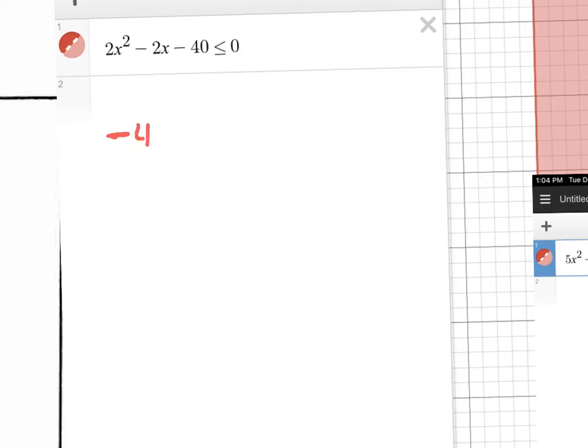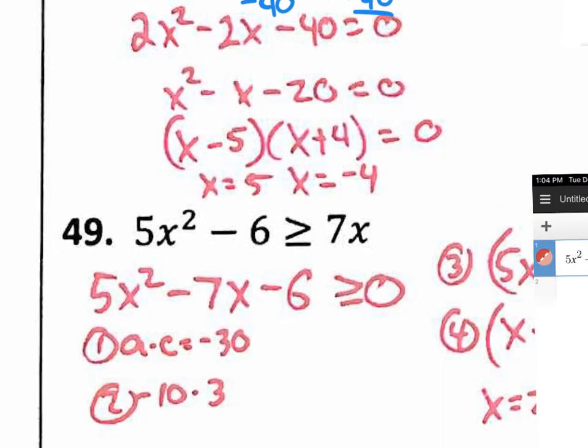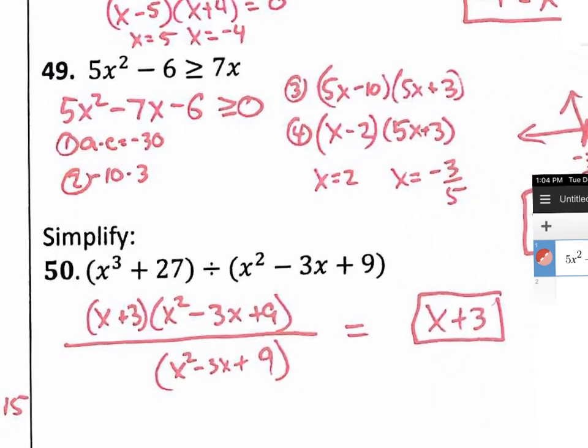So you put the -4 over here, the +5 over here, the x in the middle, those inequality symbols with the or equal to on it. Boom. Pretty easy, right? So Desmos is a definite time saver when it comes to these. Let's look at this next one, number 49.